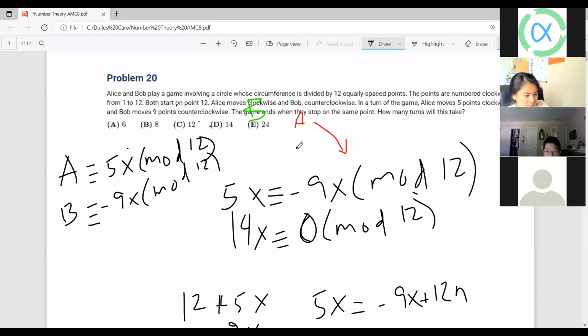So if we were to check, if x is equal to 6, then 14 times 6, which is equal to 84, is indeed a multiple of 12. So our answer would just be 6. Does this solution make sense? And does anyone have any questions about mods?